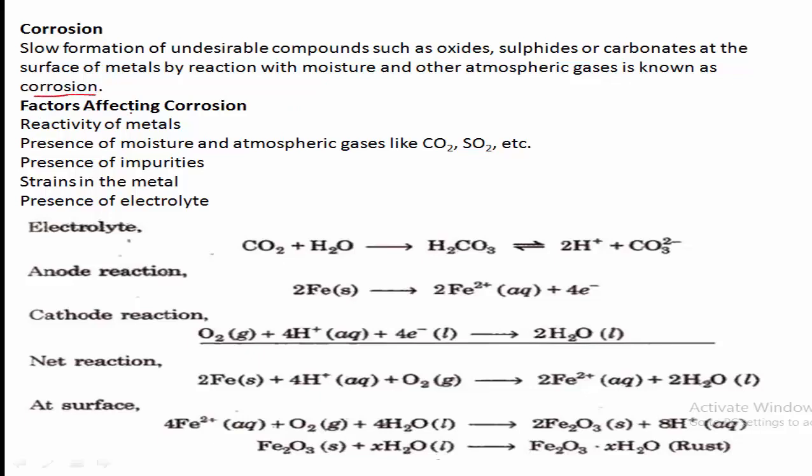The factors affecting corrosion are reactivity of metals, presence of moisture and atmospheric gases like CO2, SO2 and so on, presence of impurities, strains in the metals, and presence of electrolyte. So this is the reaction which takes place during the rusting of iron, which is one of the common processes.